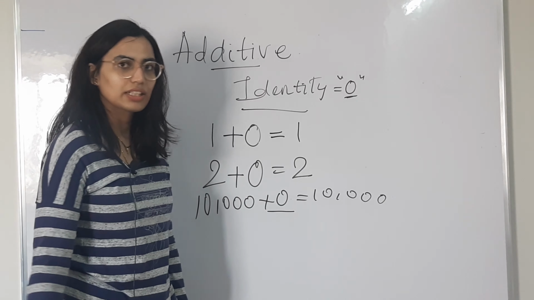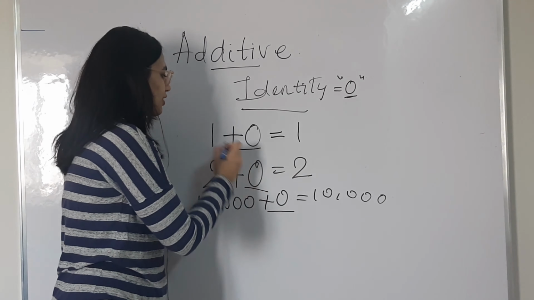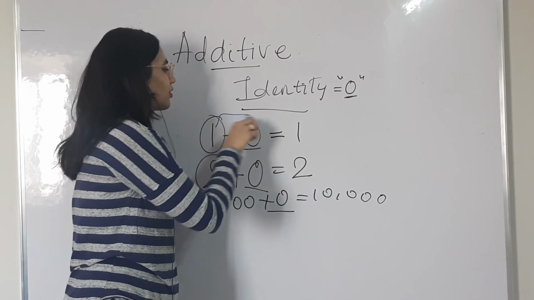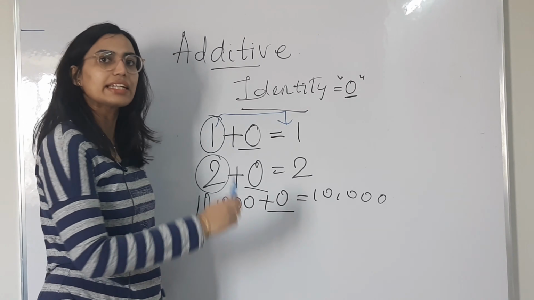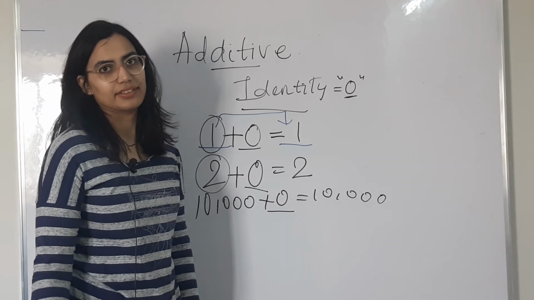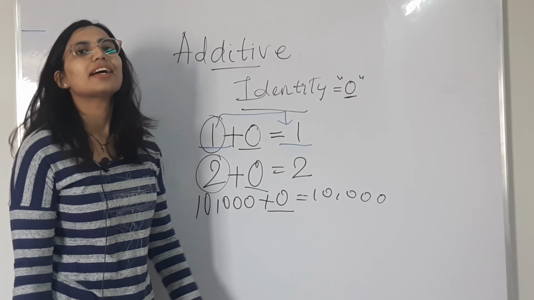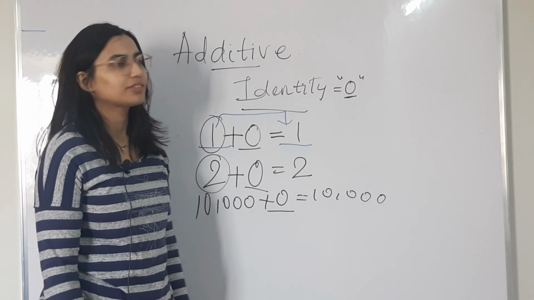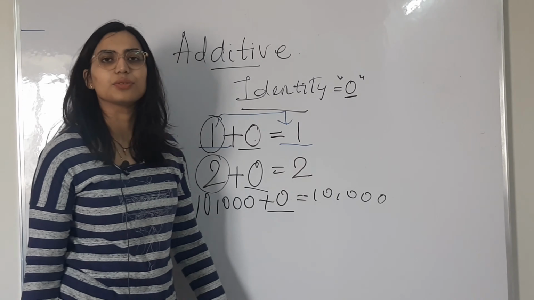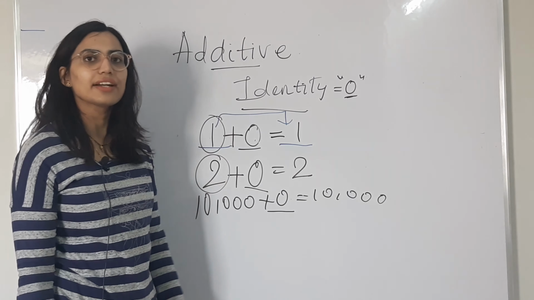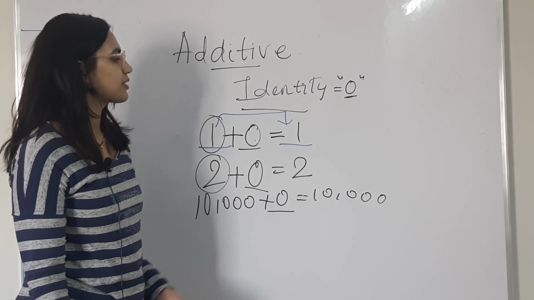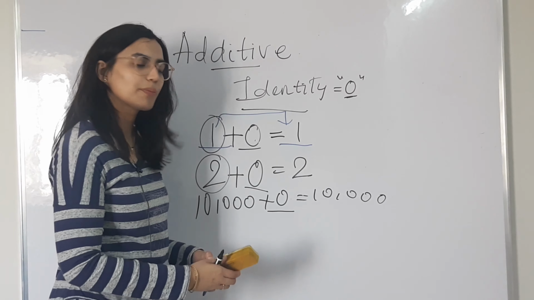That means if you add 0 to any number, it will not change the value of this number. It will keep the value of this number intact. That is nothing but additive identity. So adding 0 to a number will retain the original value of that number. Right? So this is one of the important properties.